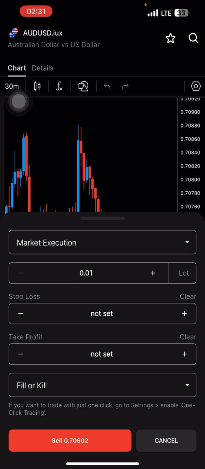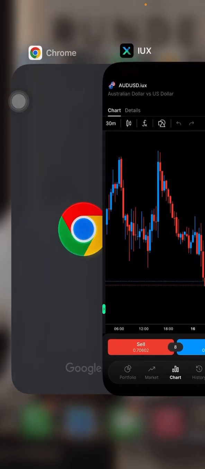Stop loss means that if the market hits that stop loss, it will take you out of the market, and the take profit too. If the market hits that take profit, you take your profit and you're out of the market. Simple like that.